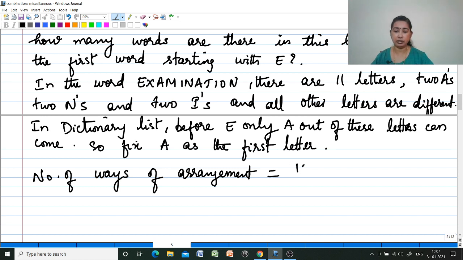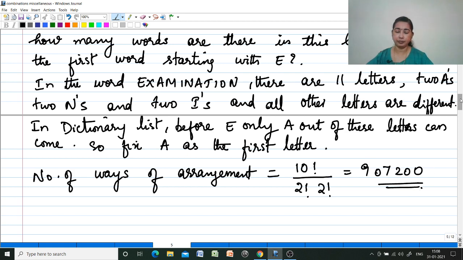They can be arranged in 10 factorial divided by, since the objects themselves are repeating, n factorial by p1 factorial, p2 factorial, and so on up to pk factorial. So here 1 A is already fixed in the first position, then the letters which repeat we write in the denominator. So 2 N's, so divided by 2 factorial, and 2 I's, there is also 2 factorial. 10 factorial by 2 factorial into 2 factorial, and we are getting 9,07,200.